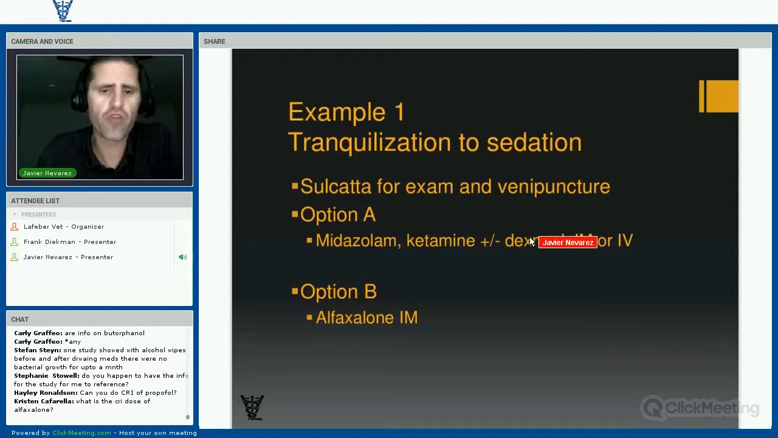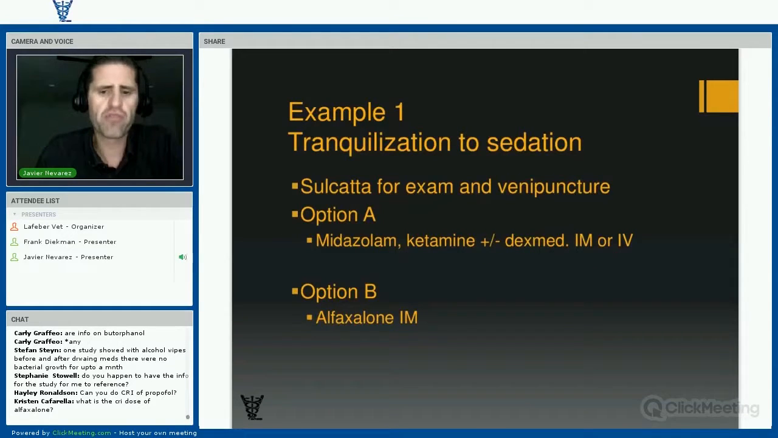So there's two options that you have. Typically, you're going to just need to tranquilize or sedate this animal so you can do your exam and get your blood. Your goal is not to anesthetize these animals, it's simply to sedate them or tranquilize them. So one option is to use midazolam and ketamine plus or minus dexmedetomidine.